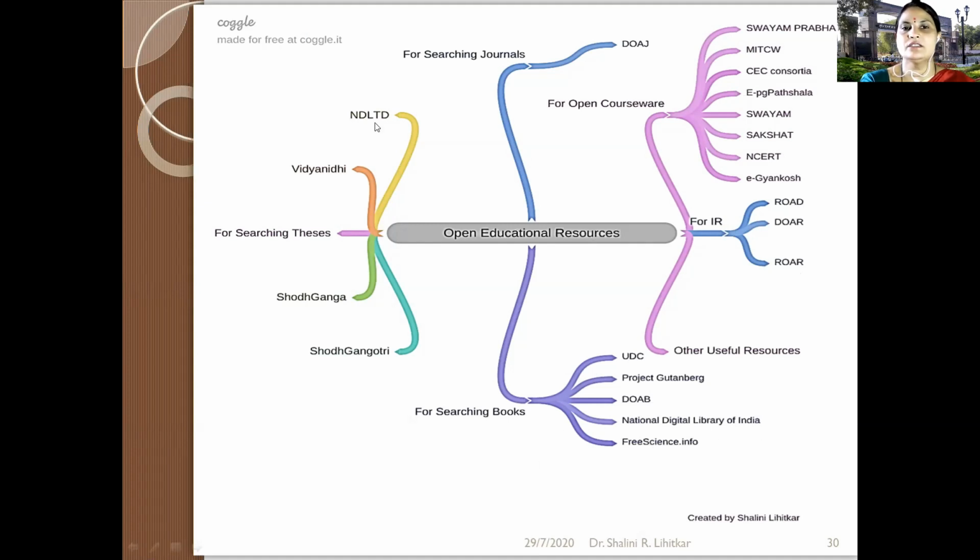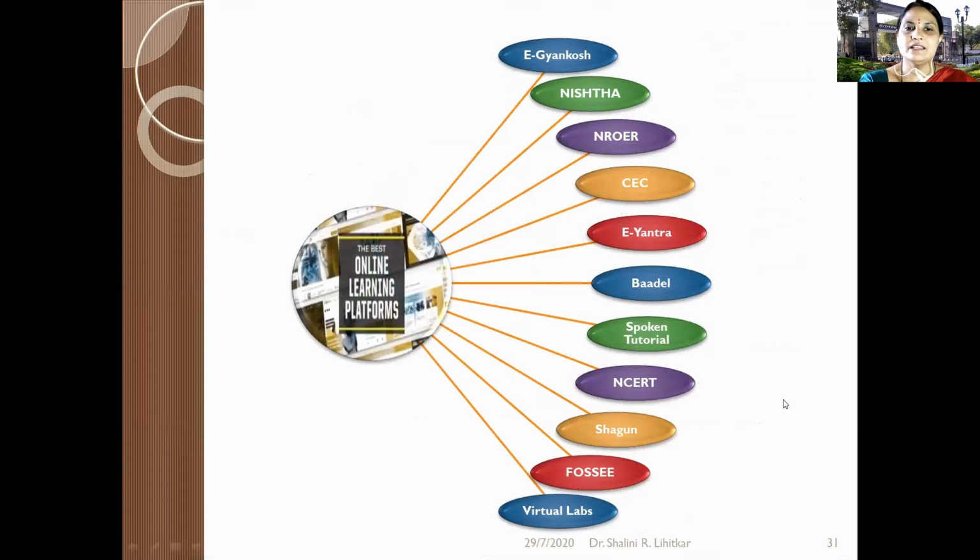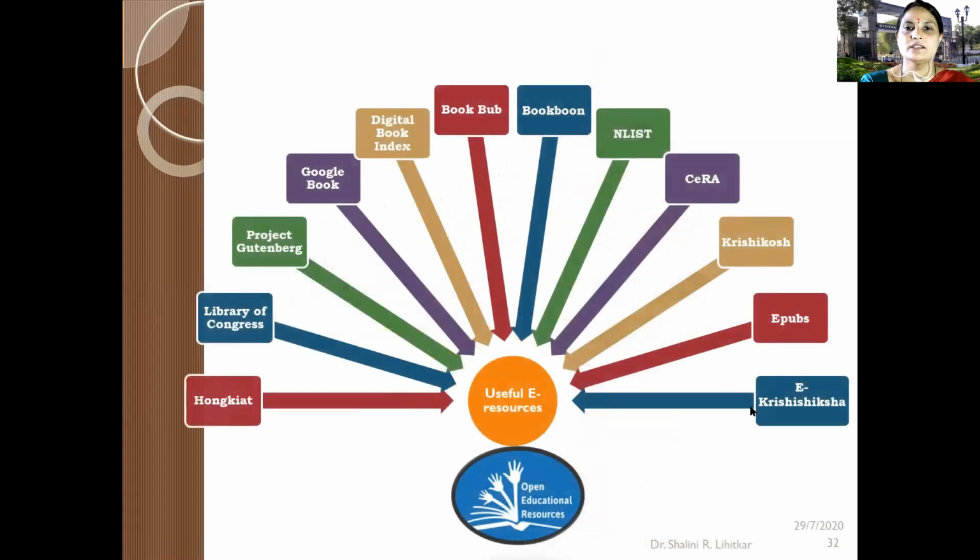You can search for theses with the help of Vidyanidhi, then NDLTD at the international level. You can also use the sites of Shodhganga and Shodhgangotri for searching theses. These are the various online learning platforms like eGyanKosh, Nishta, NROER. So there are many online platforms you can use for your research purposes. These are the slides related to the books. You can use them for your purpose. They are free from copyright. You can use them.